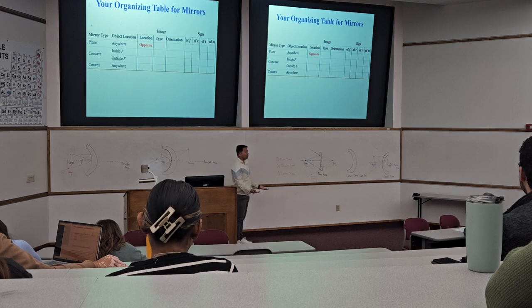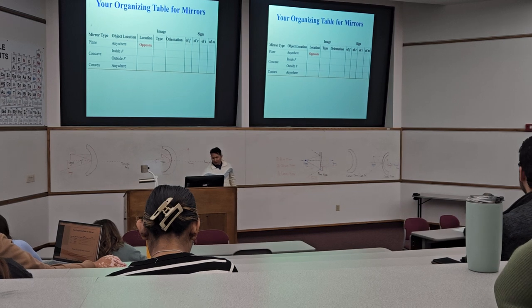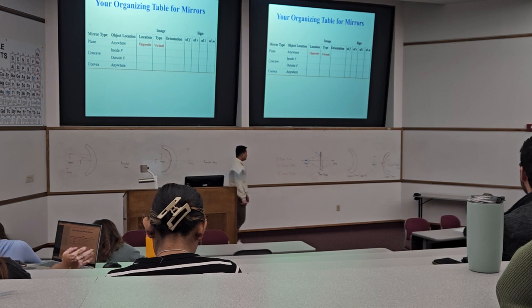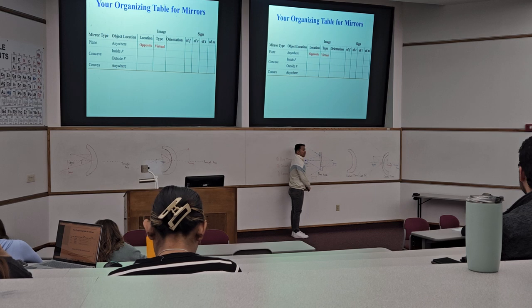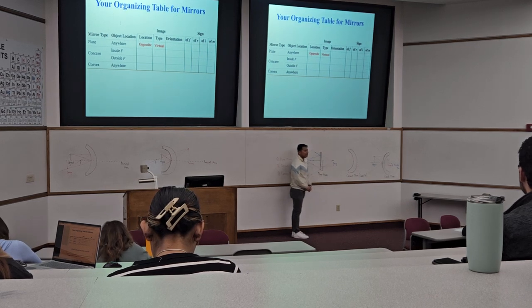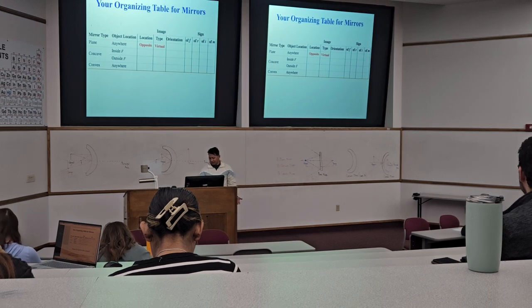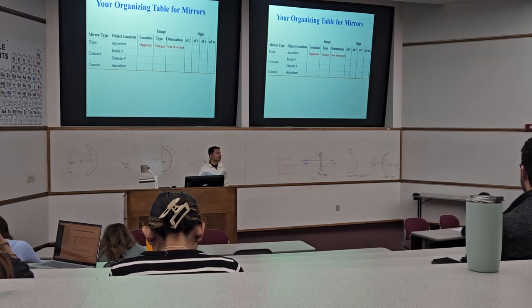Okay. And the type: is it real or virtual? According to what we have, it's going to be virtual, right? What about orientation? If you stand up in front of a plane mirror, the image is also upright. That means your image is going to be non-inverted. Right? So the orientation is going to be non-inverted. This is a clear picture of how the image is found in a plane mirror.